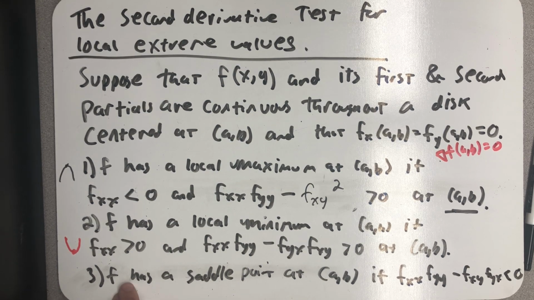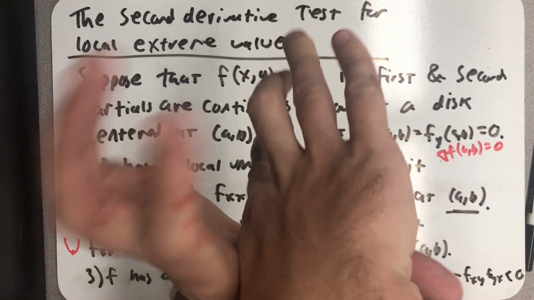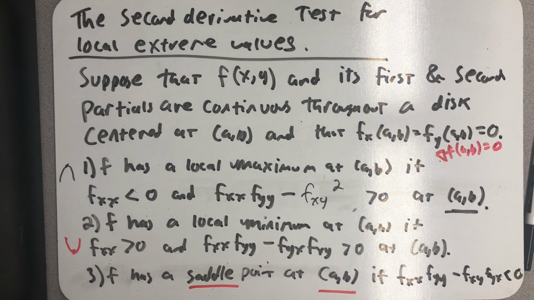Okay, if this calculation, the product of my non-mixed second partials minus the product of my mixed second partials, is less than 0, that's where I have a saddle point. When this calculation comes out less than 0, it's telling me that along some paths I have a concave up shape, and along some paths I have a concave down shape, giving me that saddle point.